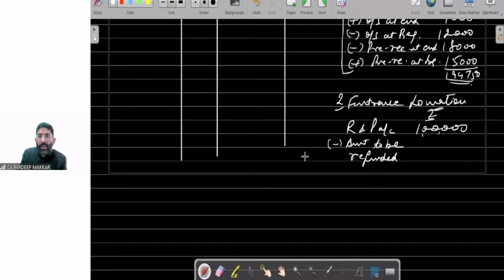So if it is to be refunded, it is a liability. Hence go to liability side also, beta. 20,000 rupees.